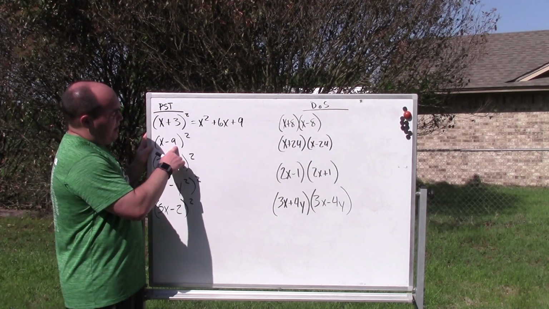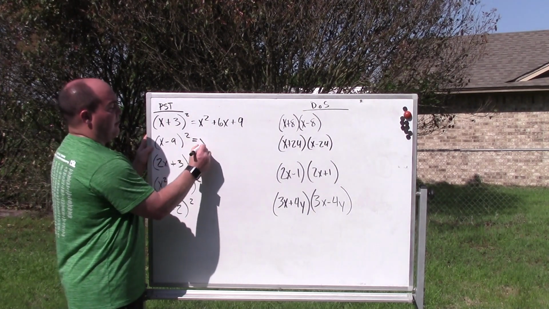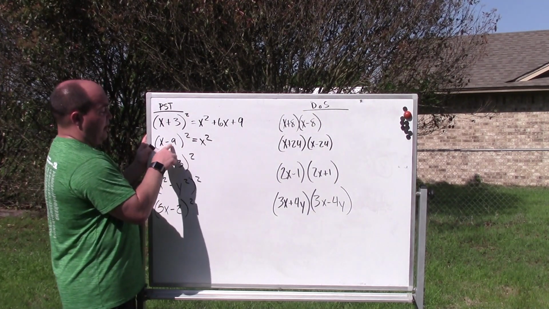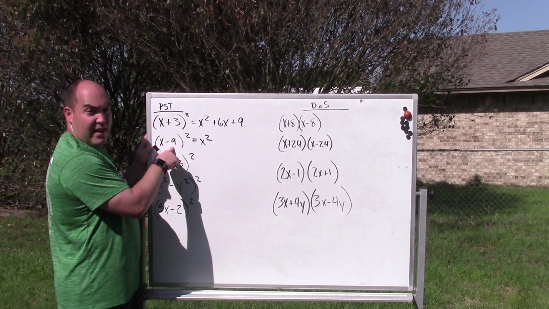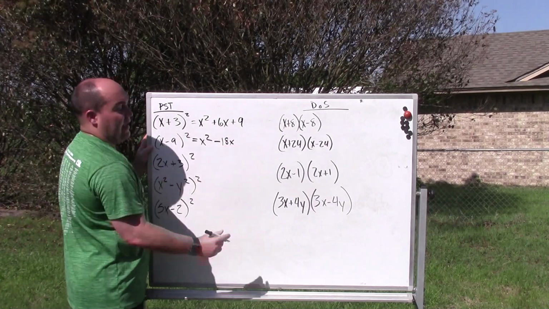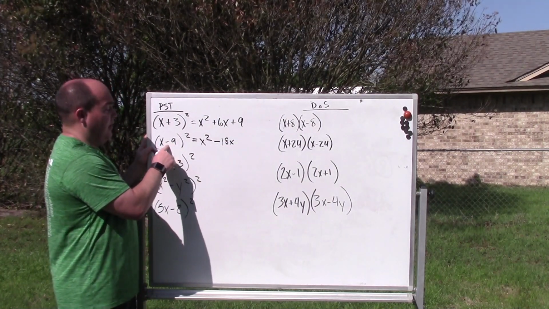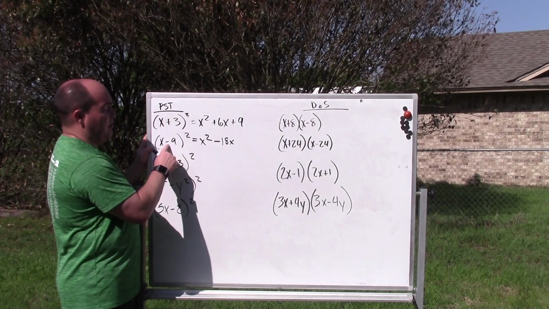Alright, so x minus 9 squared. Square the first term, x squared. Negative 9 times x is negative 9x. I double it. That gets me negative 18x, because I've got a minus sign right there. So when I times 2, that means this is still negative. It's still a minus.